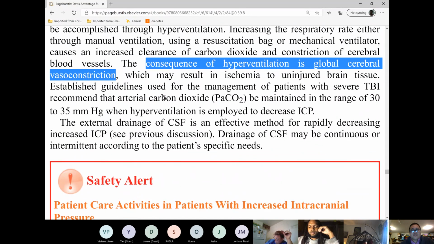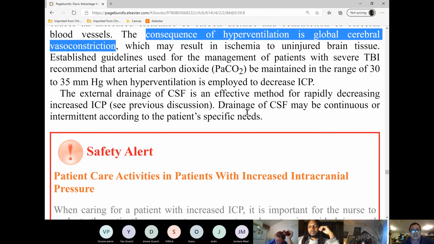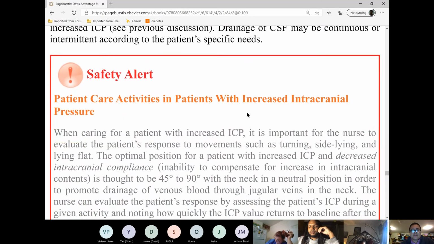So we want to make sure the CO2 never goes lower than 35. I know the normal range is 35 to 45, correct? But we don't want it to be any higher than that, because this is a critical patient.